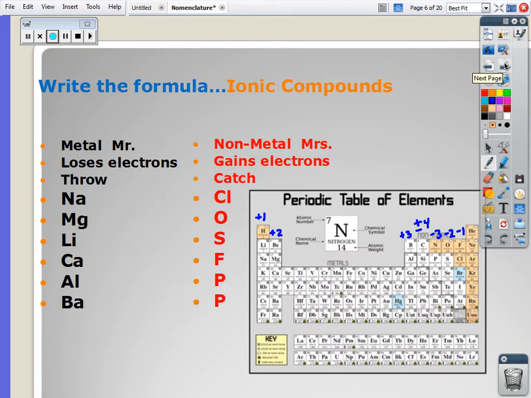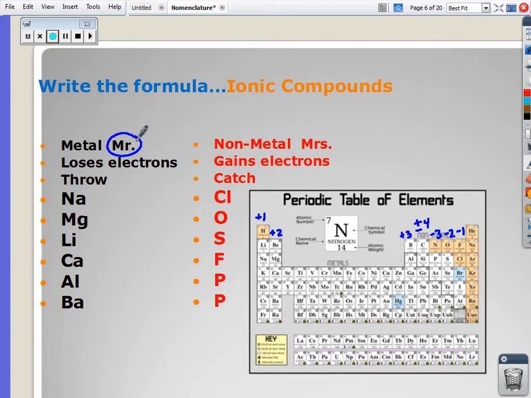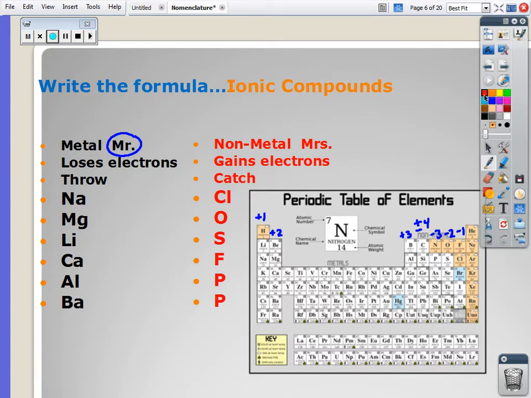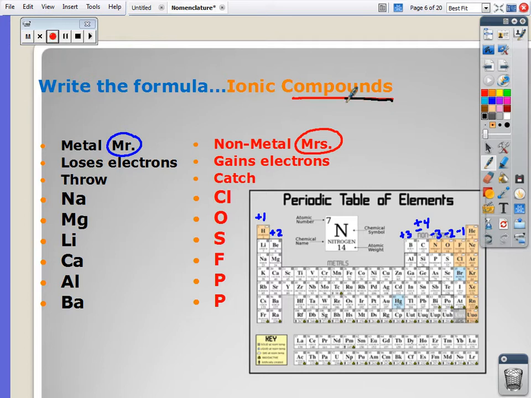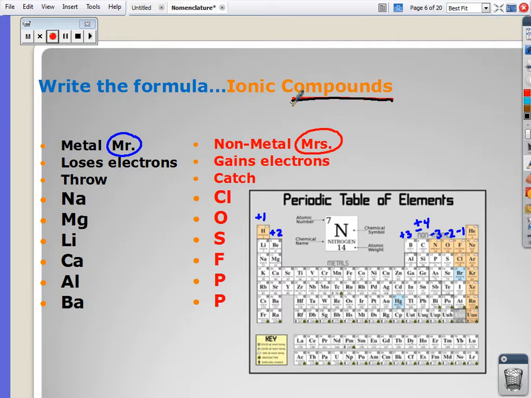I've written these on this periodic table, and we're going to write formulas for these ionic compounds. We already know that the metals lose electrons and the nonmetals gain electrons. So we're simply going to name these like Mr. and Mrs., because they form a nice happy couple, a compound. That compound is an ionic compound. So let's look and see what the charges are.